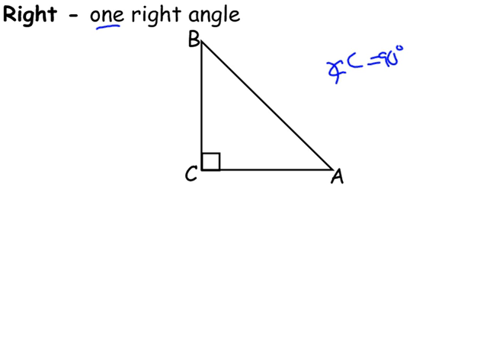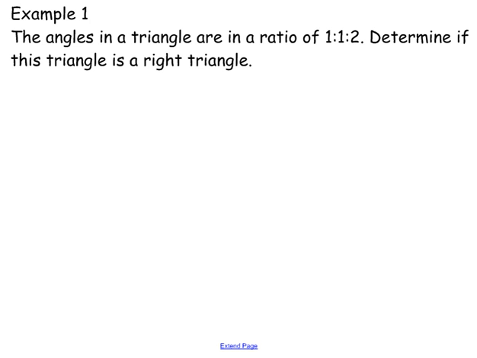All right, let's work out some examples that ask us to use these definitions. Example 1 says, the angles in a triangle are in a ratio of 1 to 1 to 2. Determine if this triangle is a right triangle. For some of you, it might be the first time that you're seeing this. Don't panic. I'll show you what to do with it.